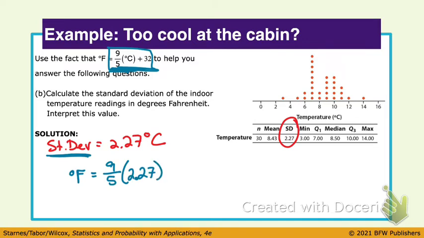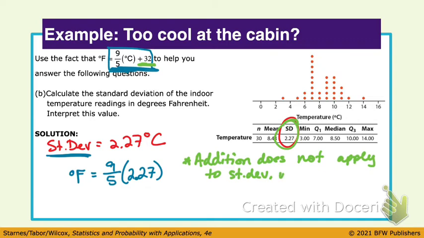Now, adding 32 to a standard deviation does not affect the standard deviation. Standard deviation is the variability. It's how much it's spread out. If I add 32 to everything, I'm not changing how spread out the data is. So I am not going to add 32. I am going to make a little note here that addition does not apply to standard deviation when transforming.